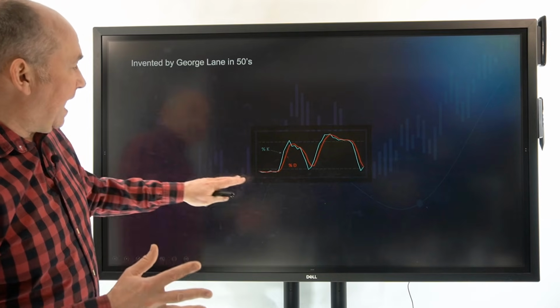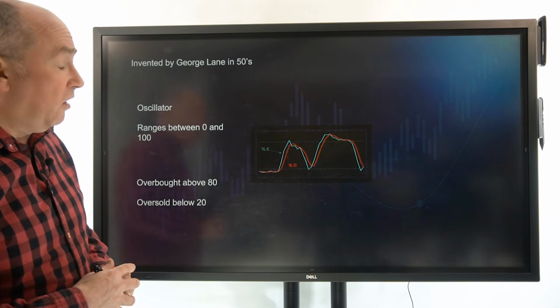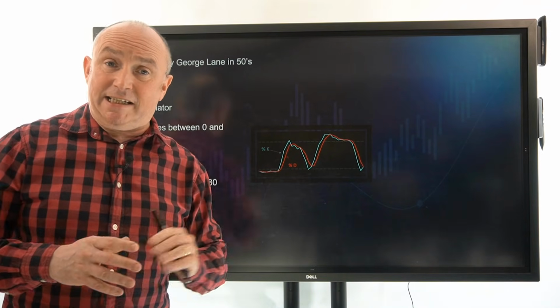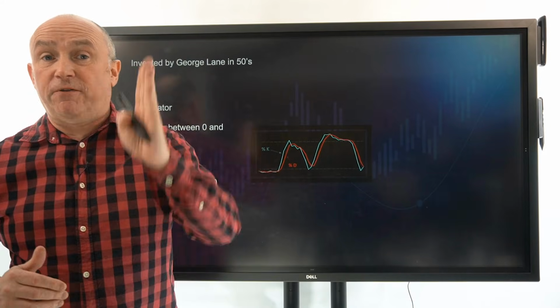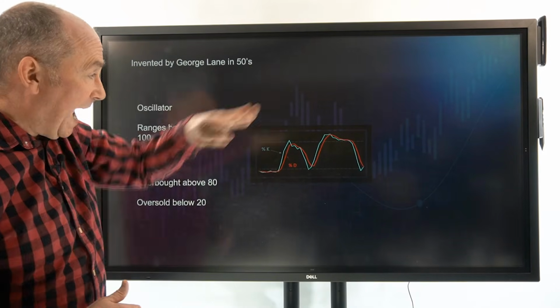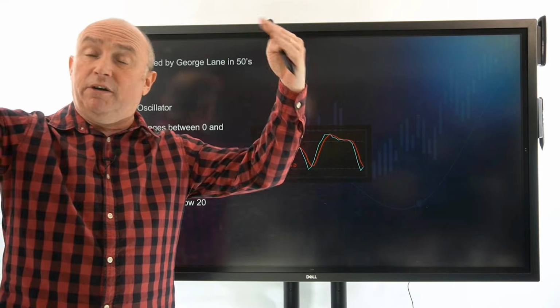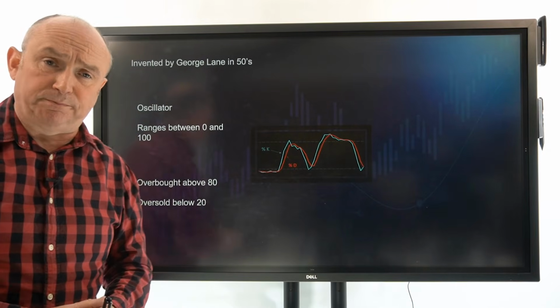So what are stochastics? Basically, stochastics are oscillators. Oscillators oscillate between two different extremes. You've got 100 and 0. Can't go higher than 100, can't go lower than 0.